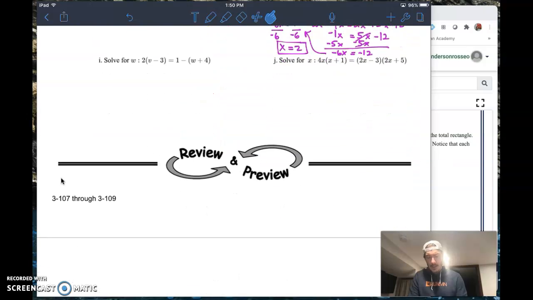The review and preview today, there's just 3 problems. It should go pretty quick for you. It's just numbers 107 to 109, and one more time, the goal is to have you reviewing some of those skills and concepts, as well as tying it back into graphing and writing equations and stuff like that.